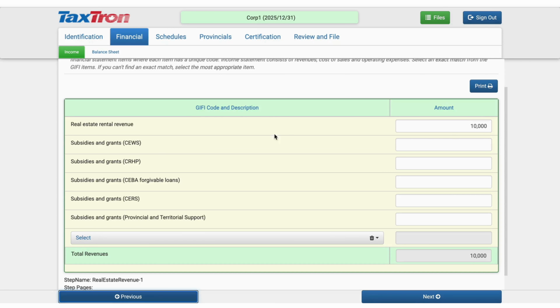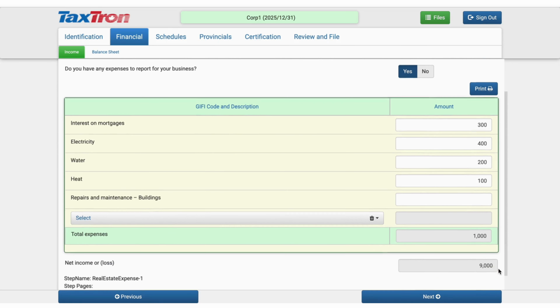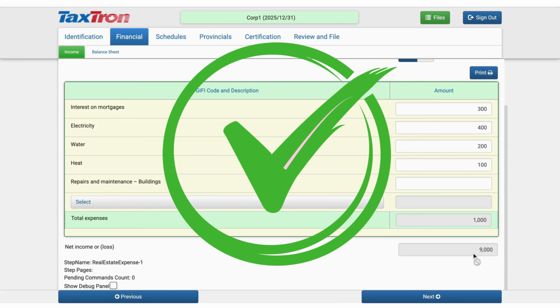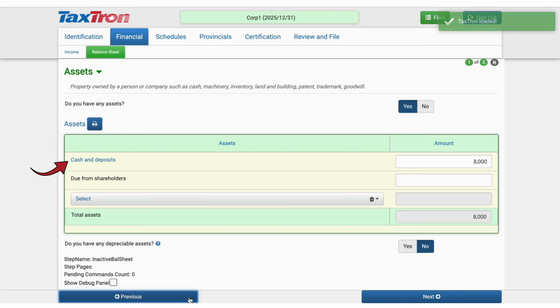She reported business income, $10,000, business expenses, $1,000. This gives her a net income of $9,000. Everything looks correct here. Secondly, we will review the balance sheet.